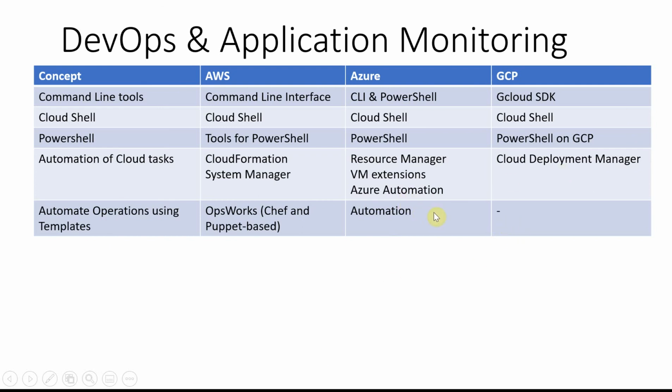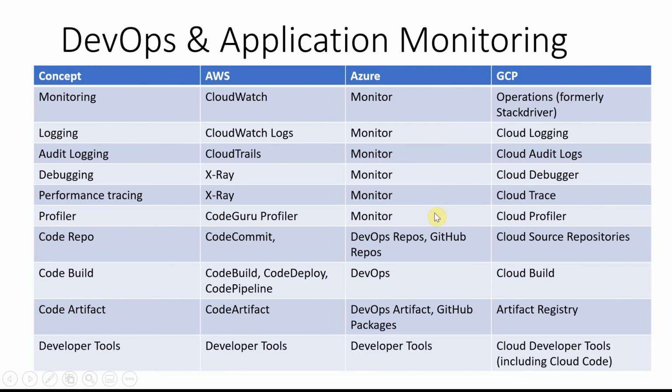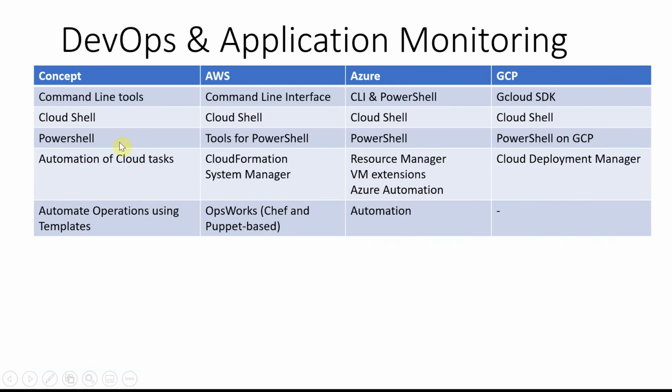Yeah, that's about DevOps and application monitoring. So, summary: monitoring, logging, debugging, tracing, profiling, code, CI/CD, then Cloud Shell, PowerShell, automation, and automation using templates. This is the space where DevOps and application monitoring tools are there in various clouds. So any questions here?